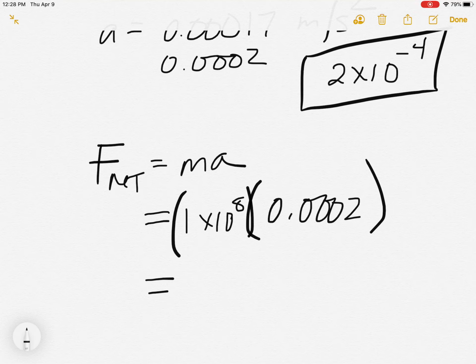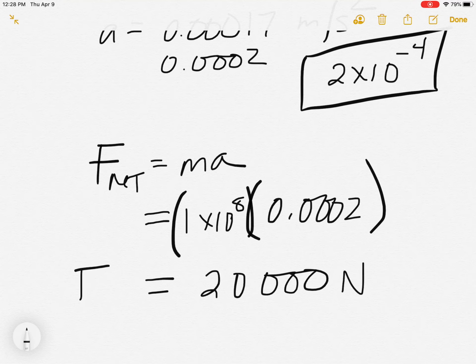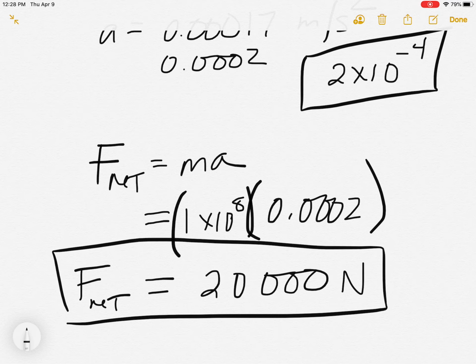1 times 10 to the 8. Essentially, you press 1, you press your EXP button, or some people have an EE button, they mean the same thing, and then put the 8 in, and then times 0.0002, and this is what you get. You get a net force of 20,000 newtons. Don't forget the unit is newtons. That makes sense. It's a super tanker. It's going to take a lot of force to move it or to accelerate it. All right, that's 20.